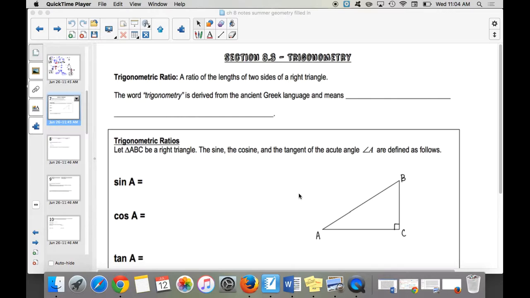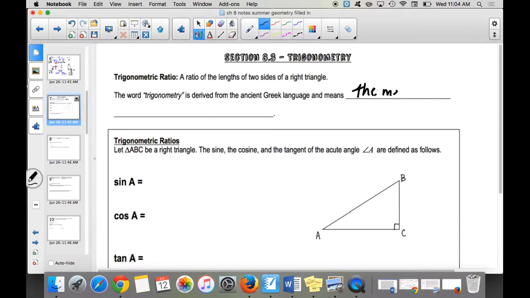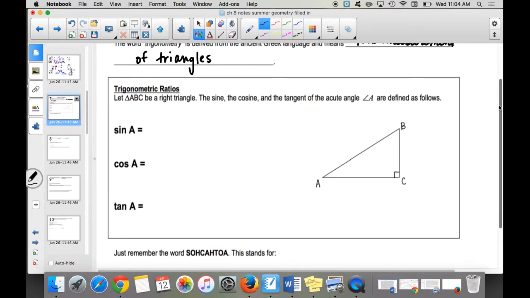The word trigonometry, if you think about the stems of that word, has anybody ever studied Latin or Greek or anything? If you look at the stems, we have the word tri, which means what? 3. We have gon, which means like polygon, so a 3-sided figure. And then metry means measurement. So we have the measurement of 3-sided figures. And what do we call 3-sided figures? Yeah, triangles. So the measurement of triangles. That's what trigonometry means. We love triangles.